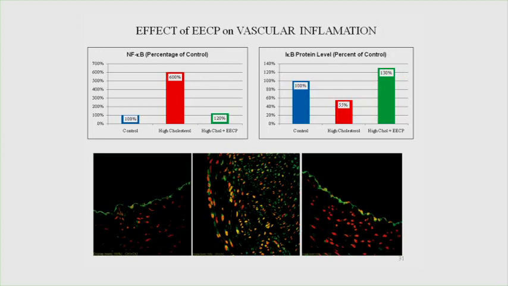Now, this is a histological slide. In green is nuclear factor kappa beta. In red is the nucleus. And in the normal situation, all the nuclear factor kappa beta is green. It's staying out of the nucleus. With the hyperlipidemia, you have activation of the threat pathways, and the nuclear factor kappa beta translocates into the nucleus. You see all this yellow because the nuclear factor kappa beta got into the nucleus. If you treat them with ECP, that is prevented.